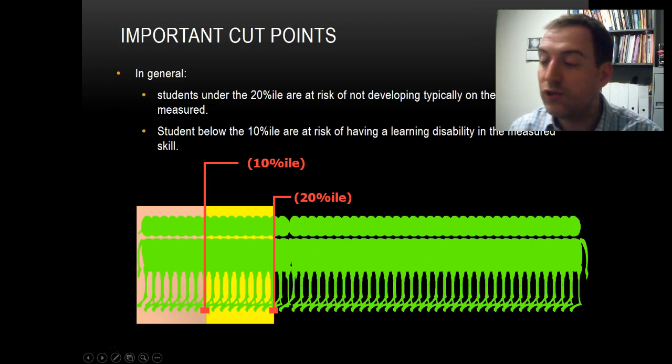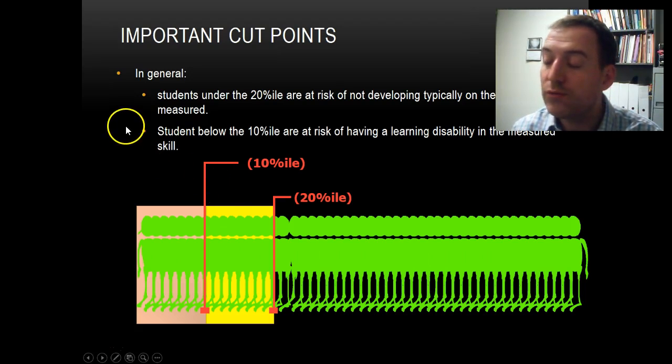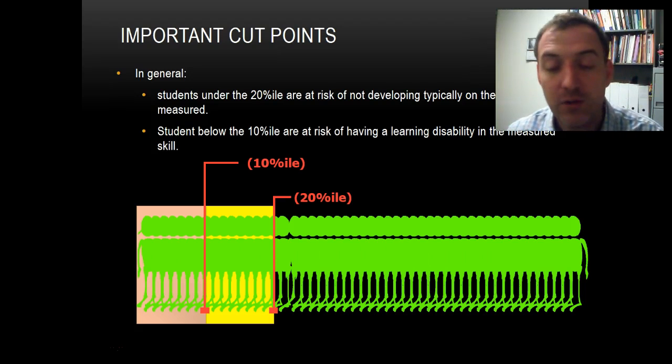The 10th percentile shows us this is really our disabled group. This is the group that we're really worried about because that skill is really lagging behind. Students between the 10th percentile and the 20th percentile, or still under the 20th percentile, are students that are at risk for further development or for future skill weakness. So 10th percentile kids we really have to pay a lot of attention to. Kids between the 10th and 20th percentile, we also need to pay attention to.